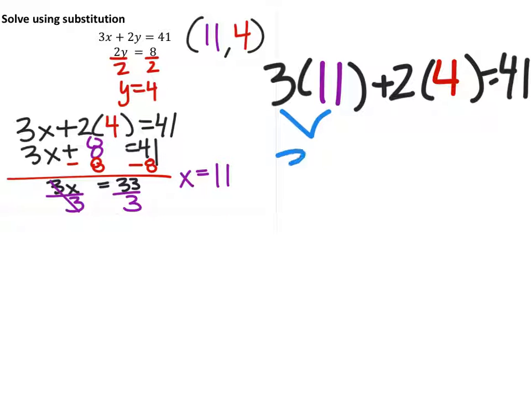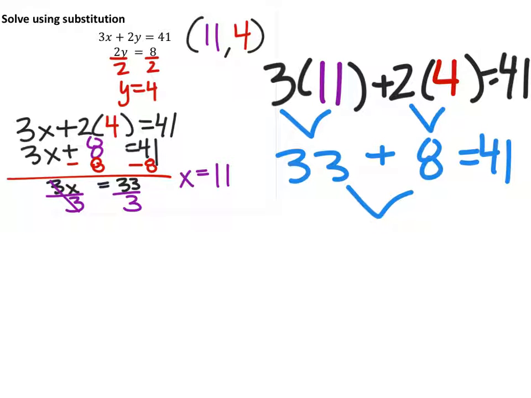So 3 times 11 is 33. 2 times 4 is 8. This needs to equal 41. And sure enough, 33 plus 8 is 41. So this checks off. What about the other equation?